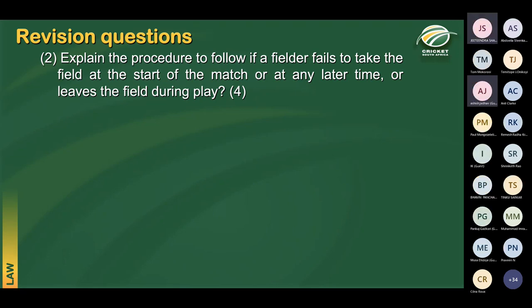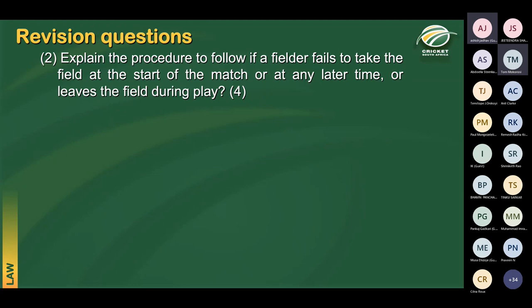Yeah. Good evening, all. So explain the procedure to follow if a fielder fails to take the field at the start of the match or any later time. The first thing, the fielder who is leaving the field during the match should inform the umpires why he is leaving the field. So this is the first thing we have to note. Second thing is the time when he's leaving the field, just to make a note for the calculation of the penalty time to be served when he comes back on the field. So these are the basic two things which the umpire has to follow.